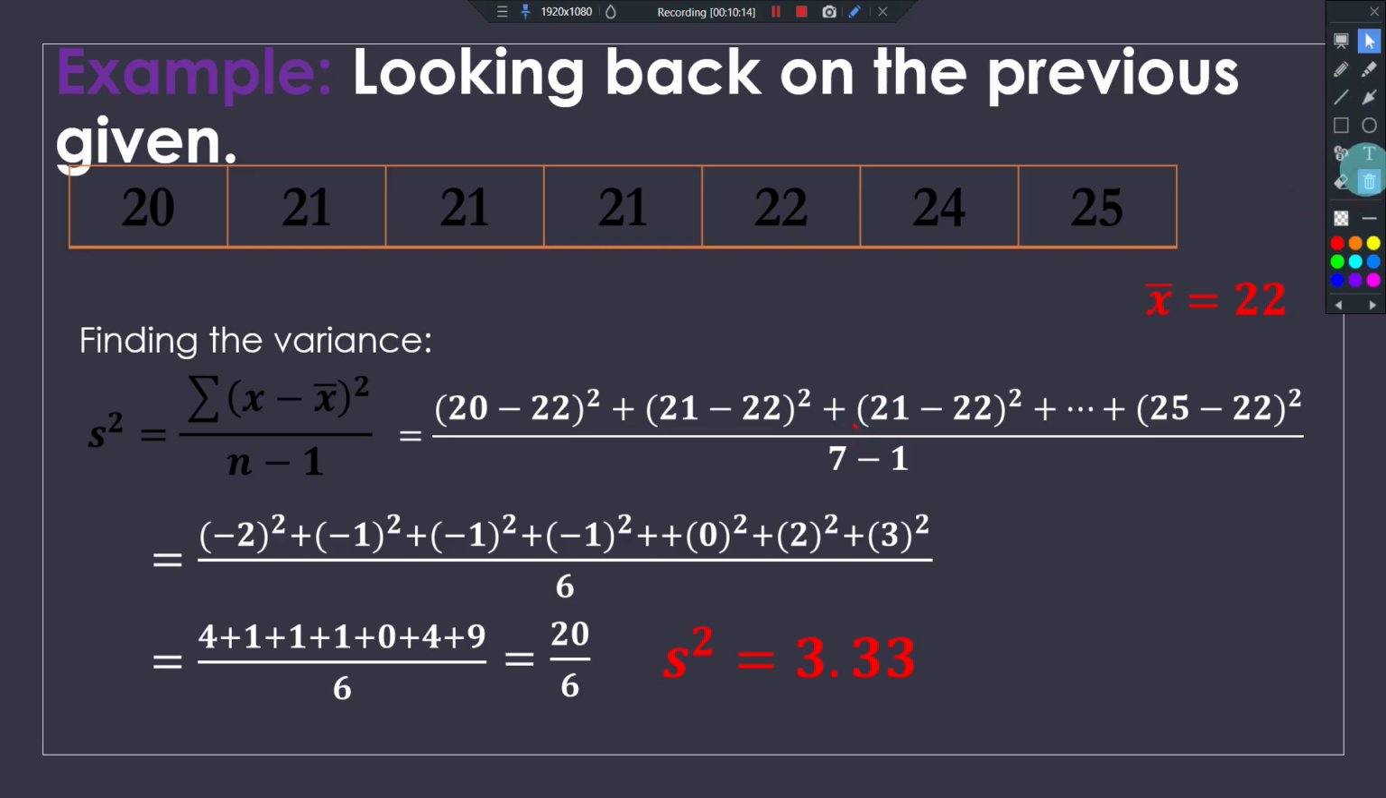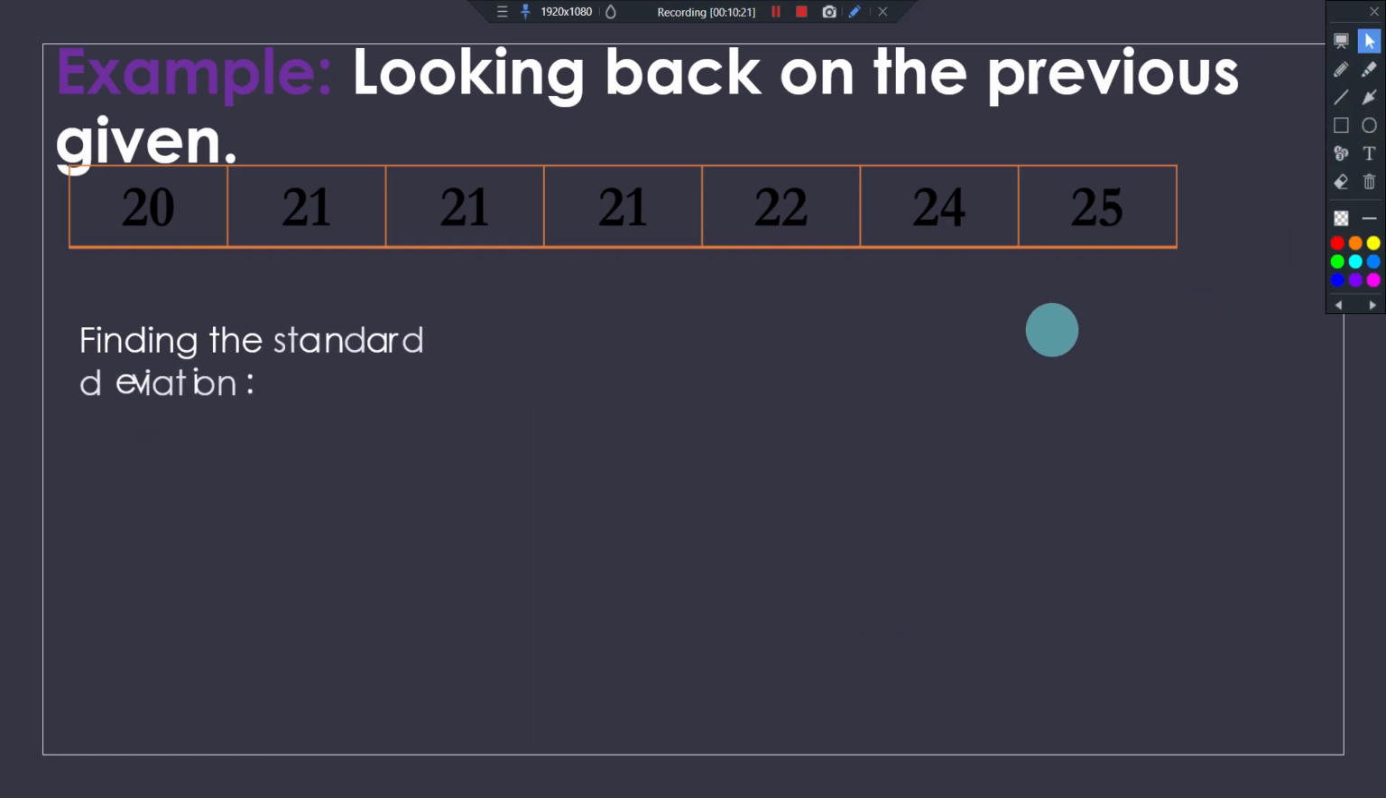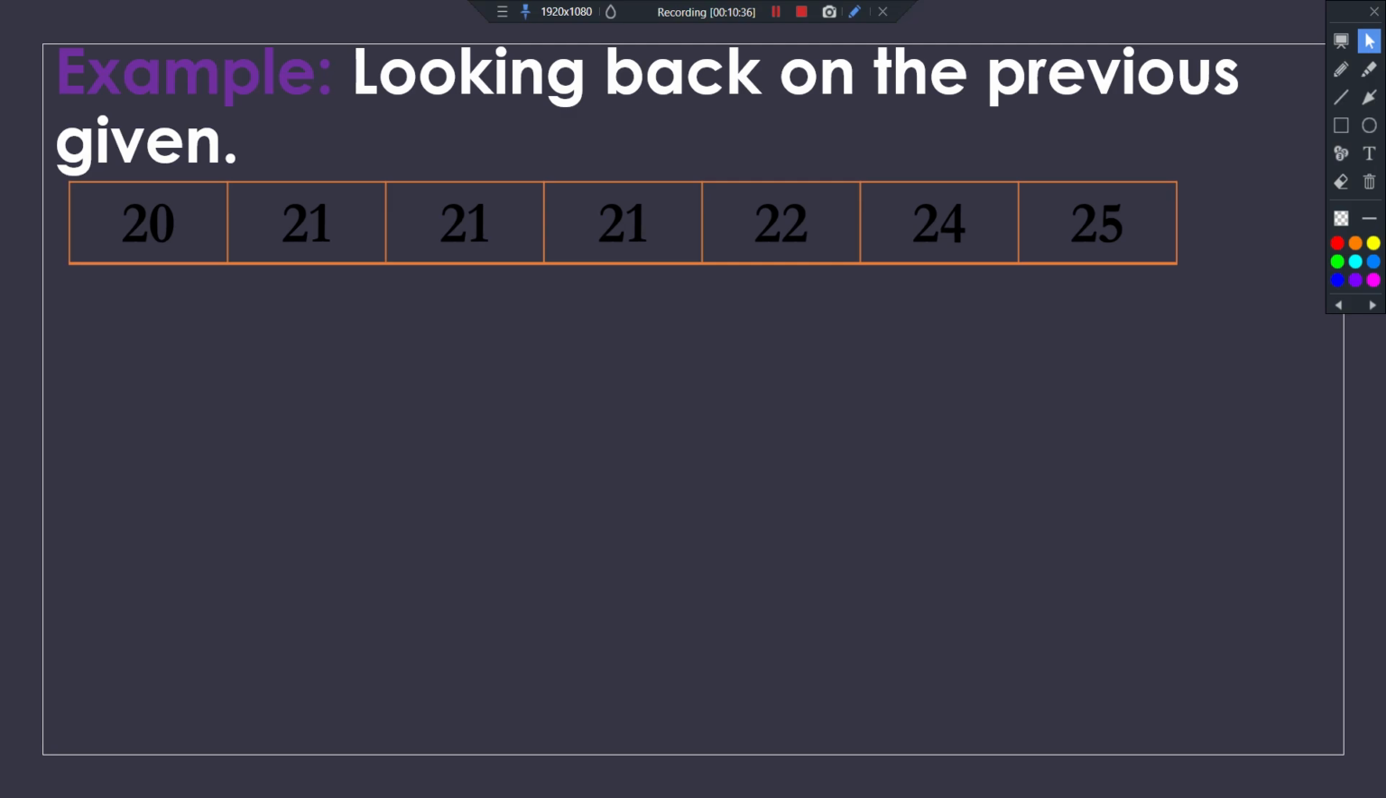Now we will proceed to the standard deviation. Standard deviation is only the square root of the variance. That's why the square root of s squared equals the square root of 3.33. We've got s equals 1.82. That's our standard deviation. And here we have it. R is 5, s squared is 3.33, and s, the standard deviation, is 1.82.